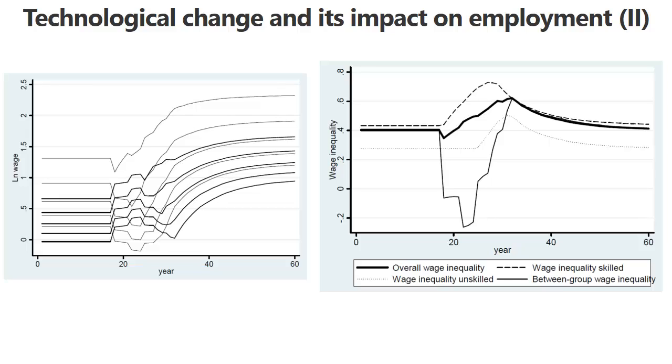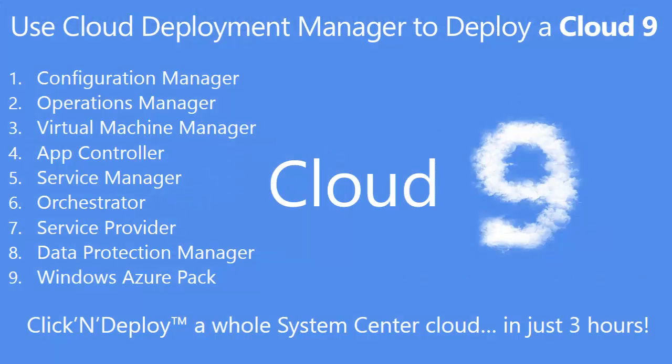After reviewing these facts about technological change, we turn back to our main topic. What about deploying a Cloud9? And what's a Cloud9? A whole System Center cloud. Use the Cloud Deployment Manager to deploy a Cloud9 in just 3 hours with a click of a button. It doesn't get any easier.